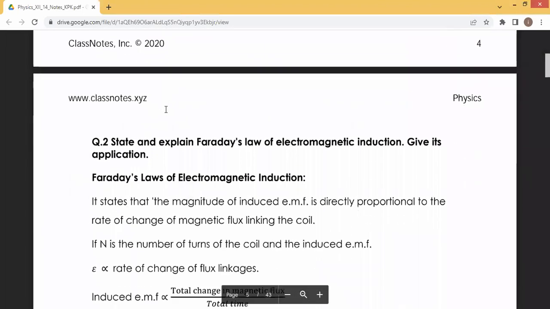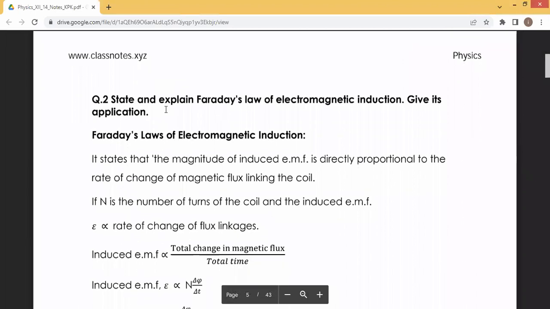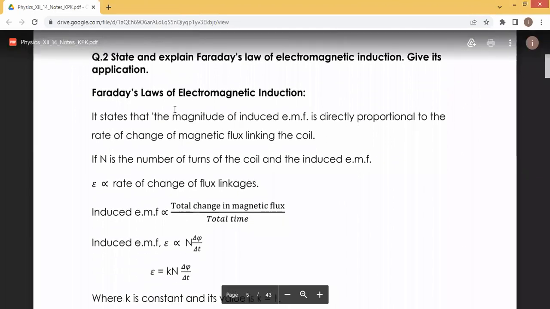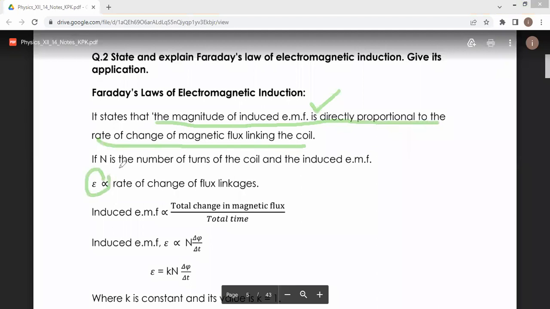Now, second question is, state Faraday's law. So what is Faraday's law? Faraday's law states that the magnitude of induced EMF is directly proportional to the rate of change of magnetic flux through the coil. Again, the magnitude of induced EMF is the rate of change of magnetic flux. The rate of change of magnetic flux will be the total change in magnetic flux divided by time.